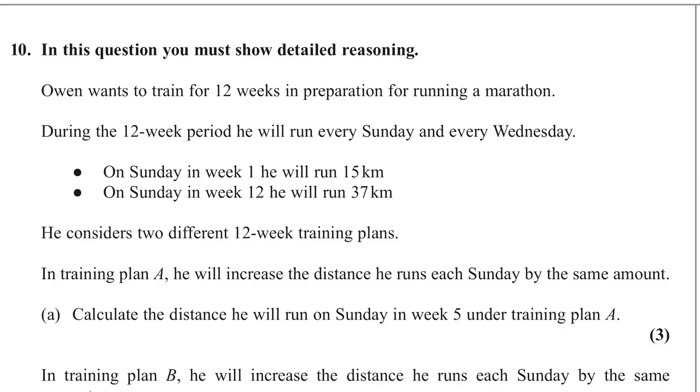Problem 10. Owen wants to train for 12 weeks in preparation for running a marathon. During the 12-week period, he will run every Sunday and every Wednesday. On Sunday in week 1, he will run 15 kilometers. On Sunday in week 12, he will run 37 kilometers. He considers two different 12-week training plans. In training plan A, he will increase the distance he runs each Sunday by the same amount. Calculate the distance he will run on Sunday in week 5 under training plan A.